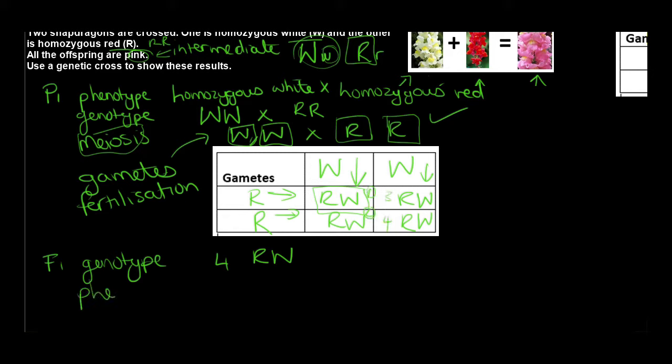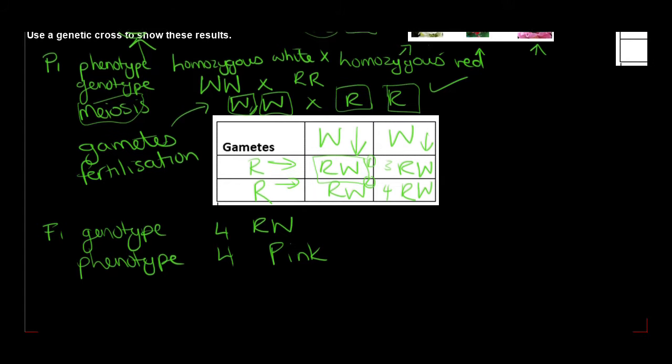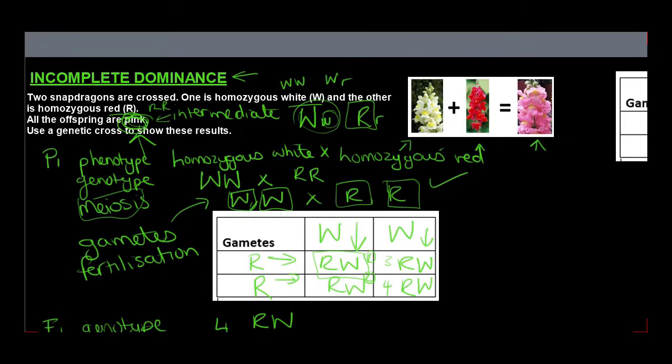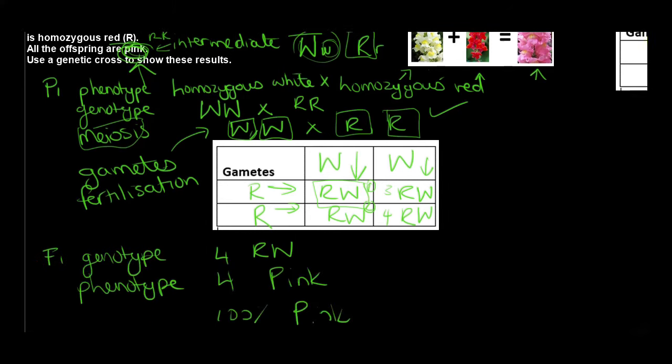Then phenotype, you could also say 4 pink, because we know that is the intermediate form. They told us there at the top that that is the intermediate form. So you could then also say 100% pink. Okay. They also told you that. So that is incomplete dominance.